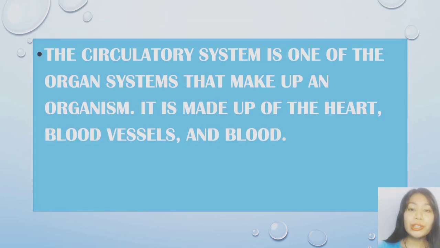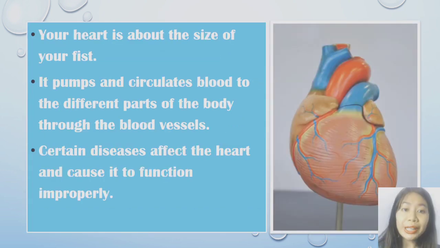So the circulatory system is one of the organ systems that make up an organism. It is made up of the heart, blood vessels, and blood. The heart is about the size of your fist. It pumps and circulates blood to the different parts of the body through the blood vessels. Certain diseases affect the heart and cause it to function improperly.